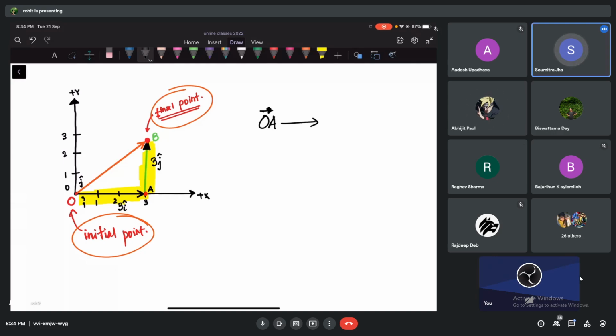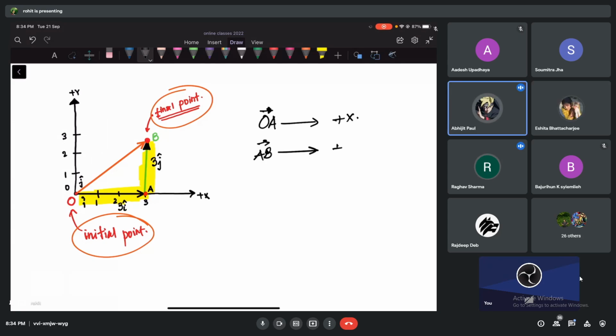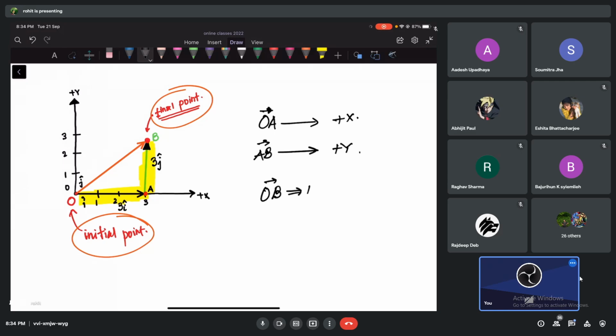Positive X. Okay. What is the direction of AB? Positive Y. Very good. Now you think and tell me. Do you all agree that OB is the resultant or not? Yes, sir. Okay. Now look at the diagram and tell me, what do you think? OB is acting in X or Y or both? Both. Or in between, actually, right?